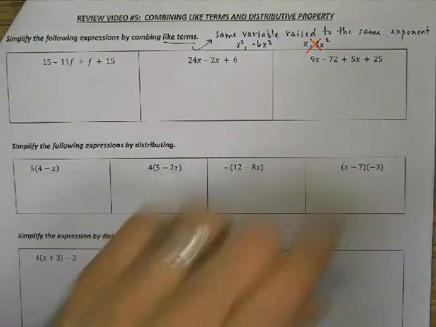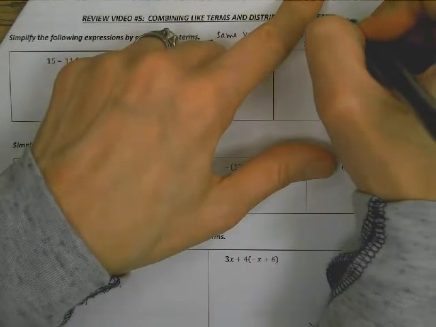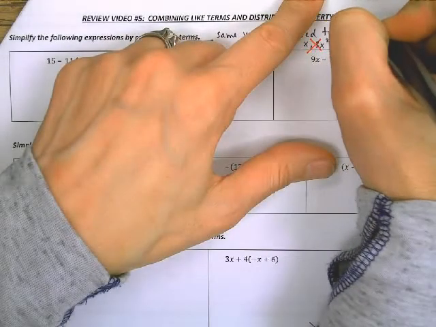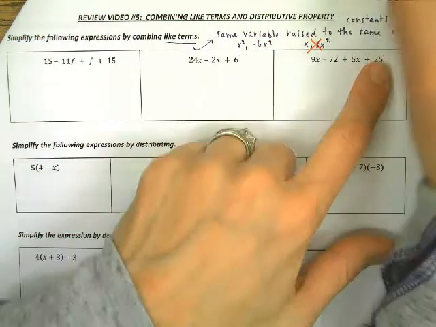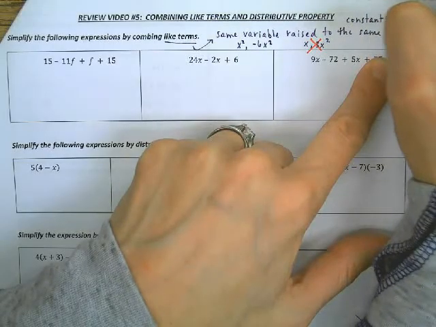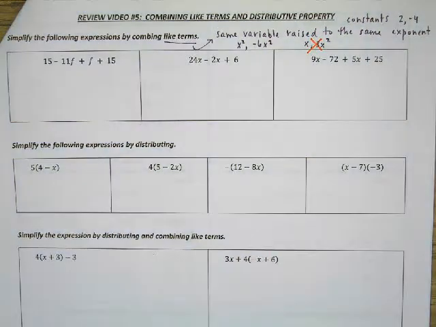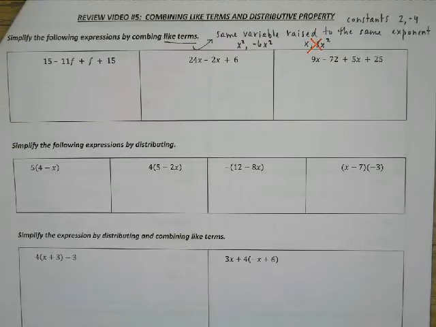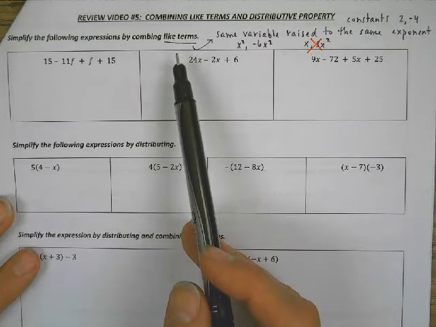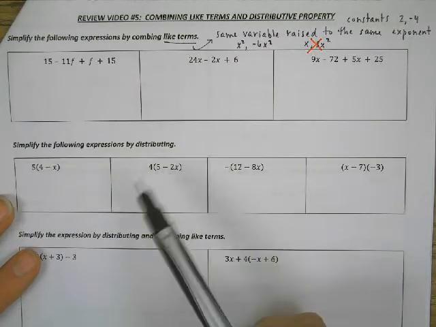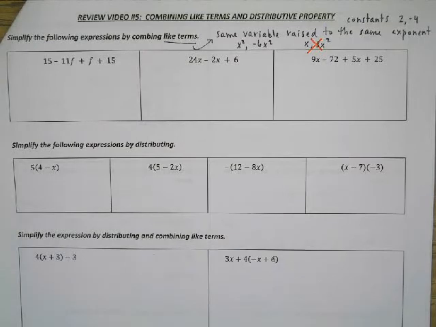Okay, we also know that, I'm going to make a note, and sorry, I know there's not a lot of room, that constants are always like terms as well. So any two numbers by themselves, so let's say 2 and negative 4, those would be like terms. Now the other thing that I want us to remember is when we're combining like terms, we're always doing addition or subtraction. So let's go ahead and do some examples.